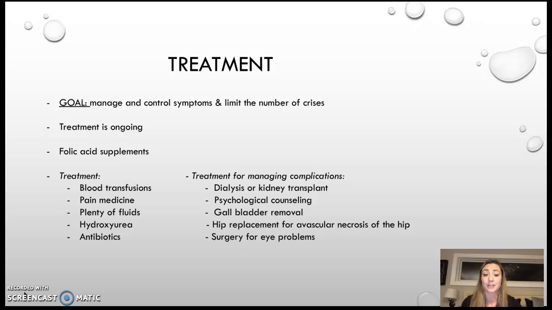antibiotics to prevent bacterial infections that are common with sickle cell disease, and medicines to reduce the amount of iron in the body. And then on the other hand, there are some treatments that are used for managing complications that include dialysis or kidney transplant for kidney disease, psychological counseling, gallbladder removal in people with gallstone disease, hip replacement for avascular necrosis of the hip, and surgery for eye problems.